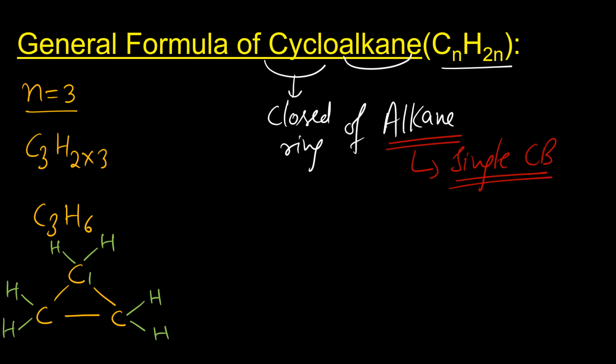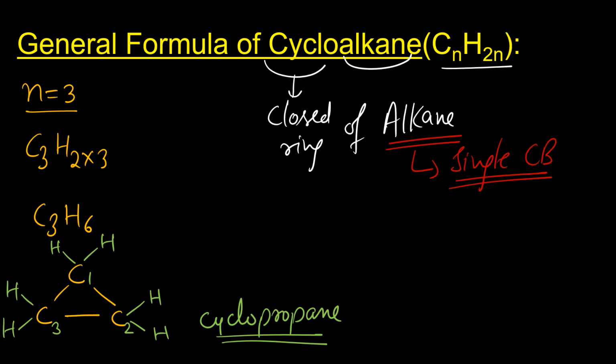Now you may see this is a closed ring of 3 carbons, 1, 2, 3. Since it's a closed ring, its name starts with cyclo. For 3, we always say prop. And for single bond, we write ane. So it's going to be cyclopropane.